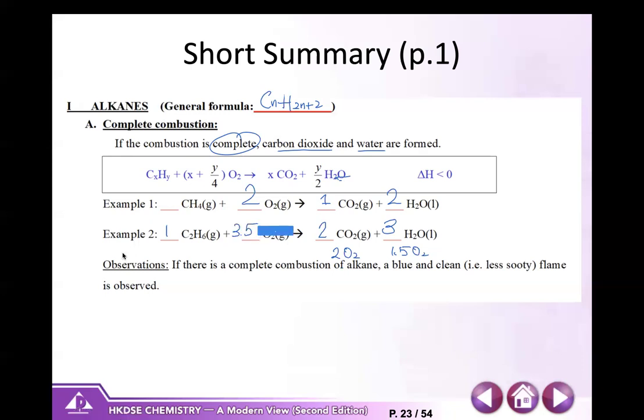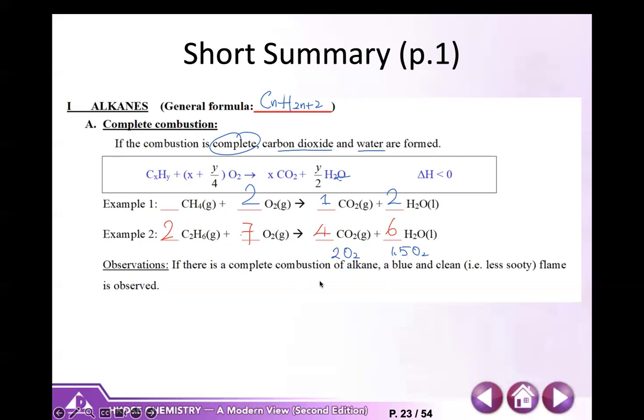But you have to remember that there should be no 0.5 in the chemical equation. So we need to multiply the whole equation by 2. Hence, we need to change it. Here, it will be 2C2H6 plus 7O2 gives 4CO2 and 6H2O. So 2, 7, 4, 6 will be its numbers.